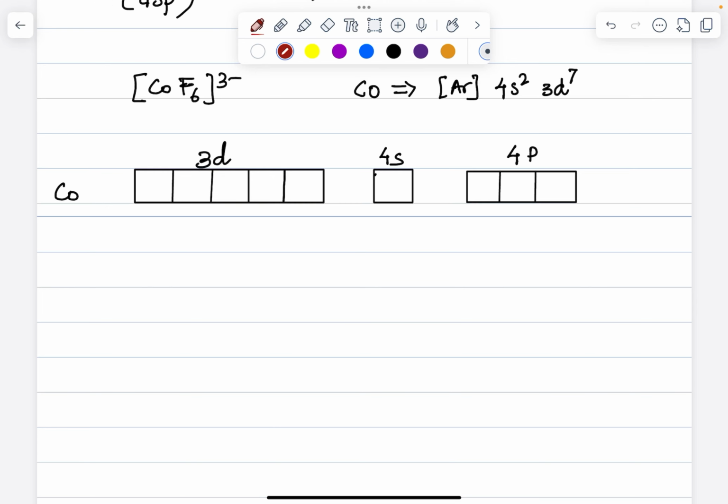I have the freedom to use different colors. You will not have. You will have just a blue pen in an exam. So I'll write 7 electrons: 1, 2, 3, 4, 5, 6, 7, and 2 electrons in this.